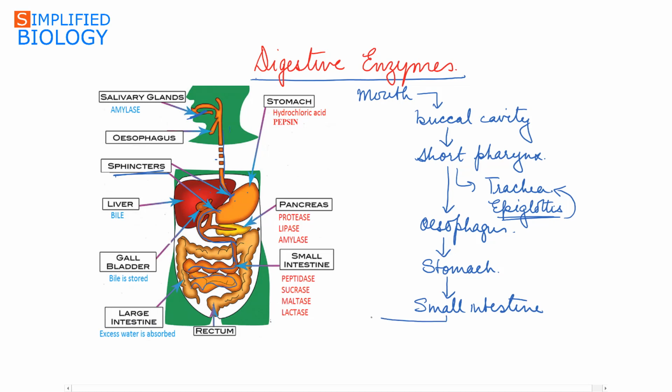It has duodenum, which is U-shaped, then the jejunum, and finally the highly coiled ileum. Now, ileum leads to the large intestine.